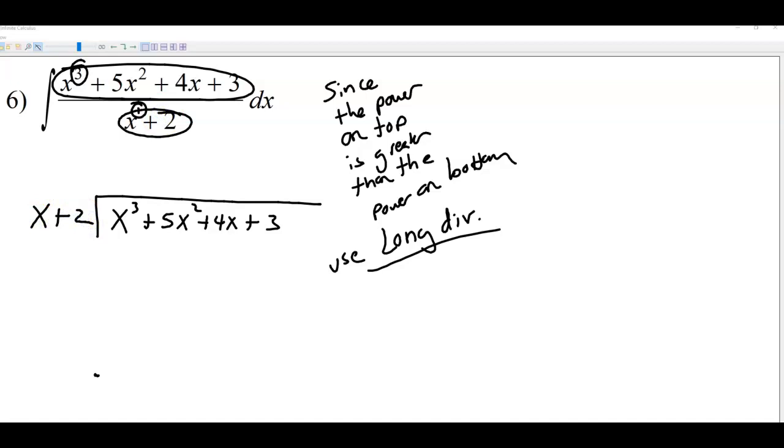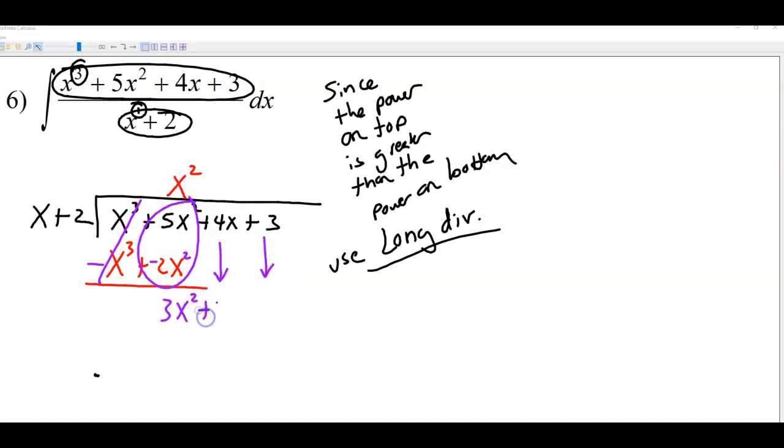And then we get to do some pre-algebra that we haven't done in a while. We ask ourselves, how many times does x go into x cubed? And the answer is x squared times. So we'll put that here. Next, I'm going to multiply that times both of those and put the result underneath. And we get x cubed plus 2x. Next, we'll subtract. These go away. Those combine to make 3x squared. And then we bring down the rest and repeat the process. So what would I multiply x by to get 3x squared? That would be 3x.